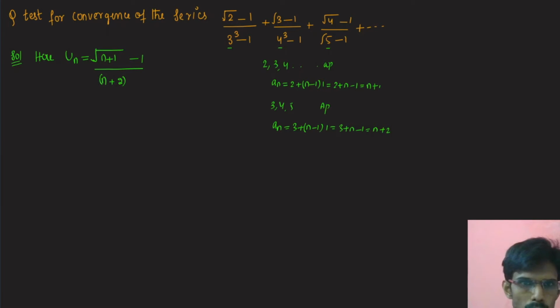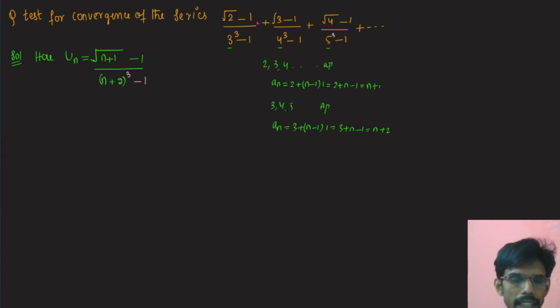n plus 2 whole cube is there. We have a common cube here for all the terms. Here also we have this cube, not root. So here we have cube, so whole cube minus 1 is common in all the terms. So we got the general term like this.